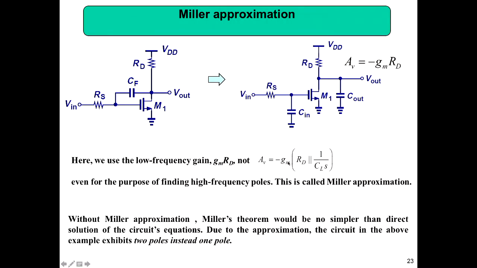If you put in this value, then Miller's theorem will be complicated. Due to the approximation, there is also another problem. The circuit in the above example exhibits 2 poles instead of 1 pole. Because as per Miller's theorem, when you have a capacitor here, how many poles do you get? In Miller's approximation, because you are splitting the capacitor, you find 2 poles, not 1 pole.